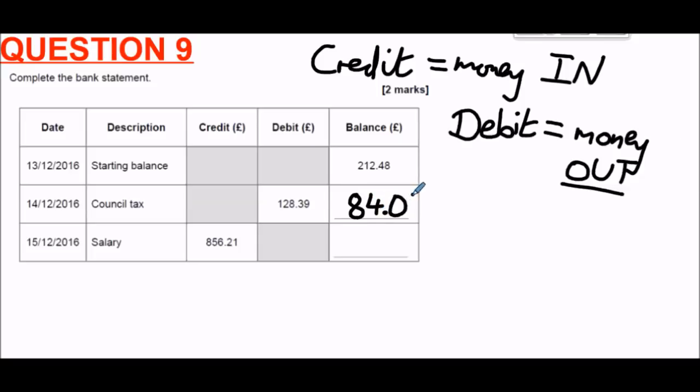£84.09p. Then we have the salary. Now salary just means wage, essentially. So wage is money going into an account.